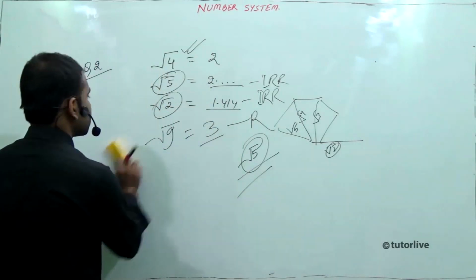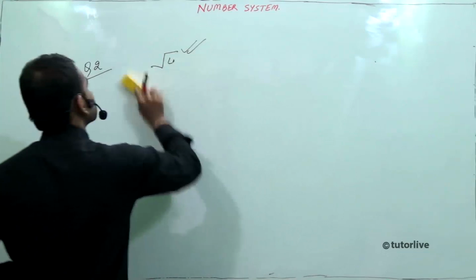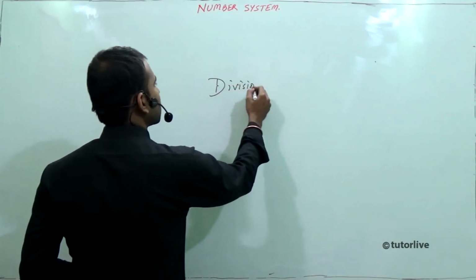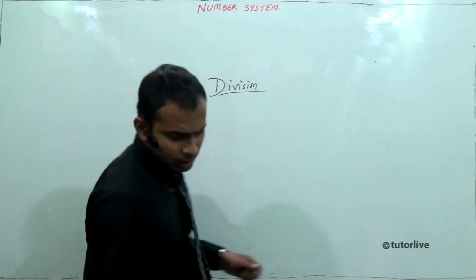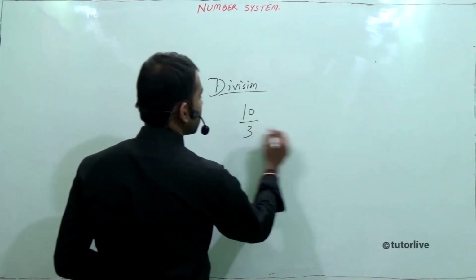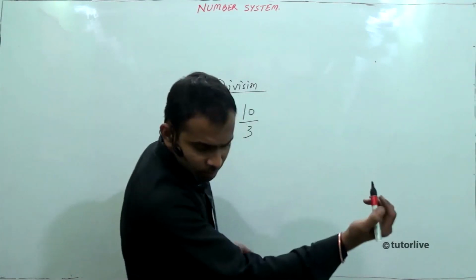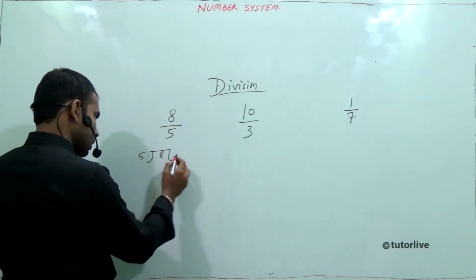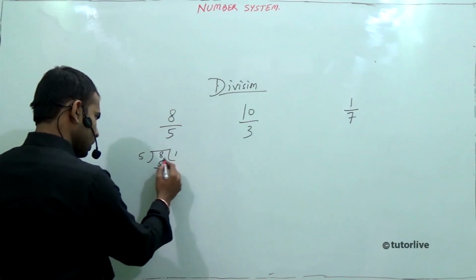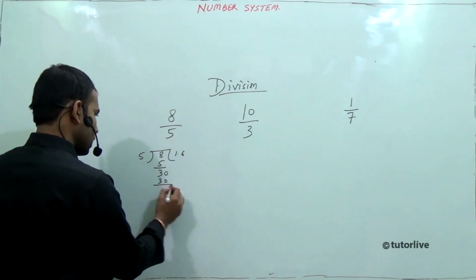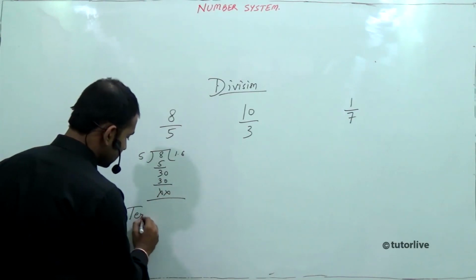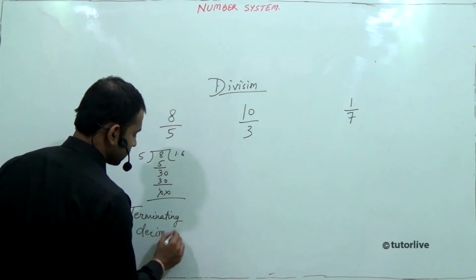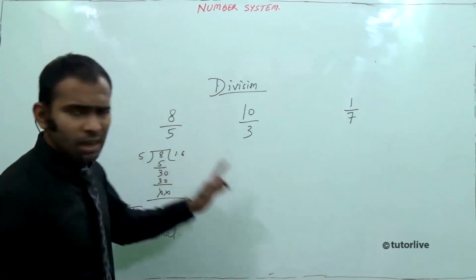Now, let me give you some of the concepts. Division. 8 upon 5 we are taking, and then we are taking 10 upon 3, and we are taking 1 upon 7. Now 8 divided by 5: 5 times 1 is 5, remainder 3, decimal 0, 6, 30. This is called terminated. This type of decimal is a terminating decimal, where it gets terminated somewhere or the other.